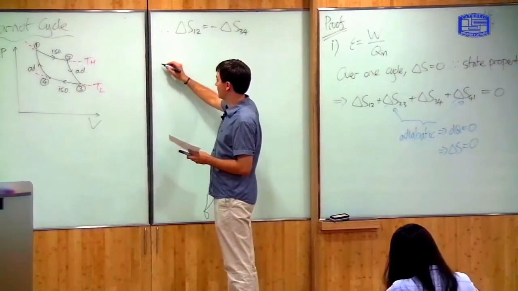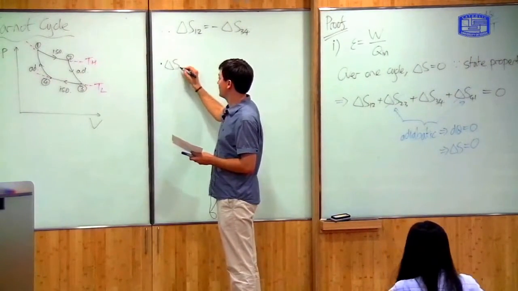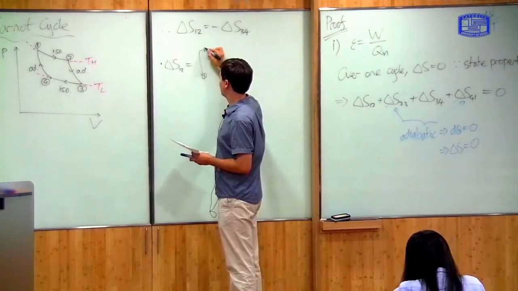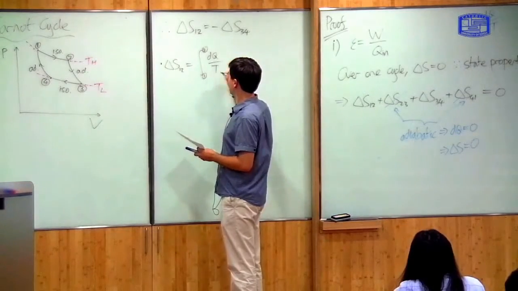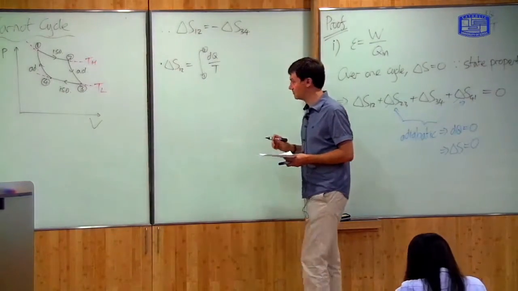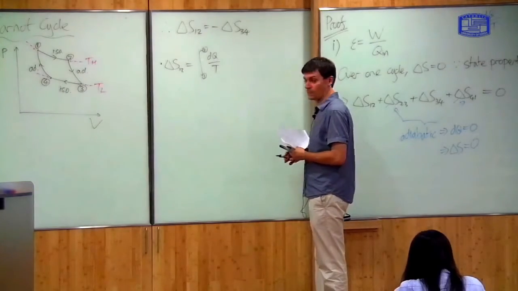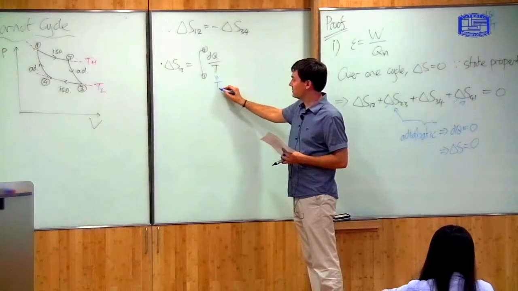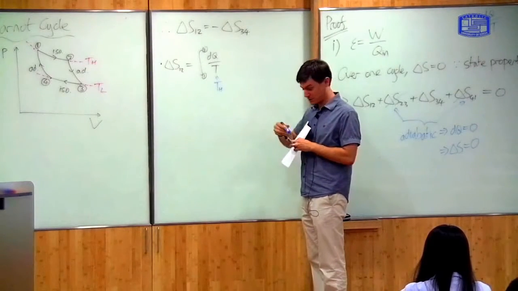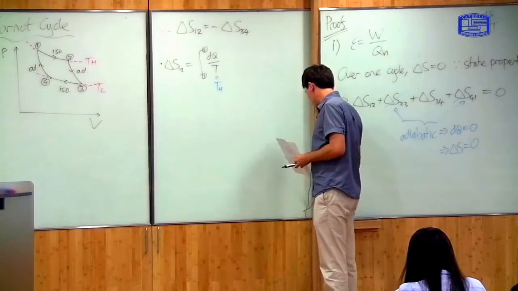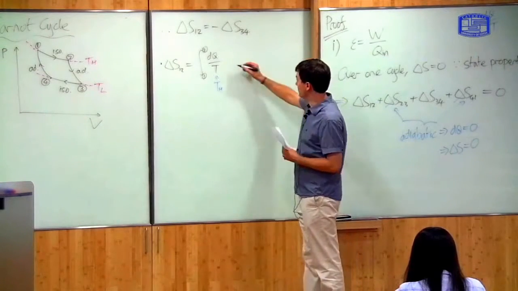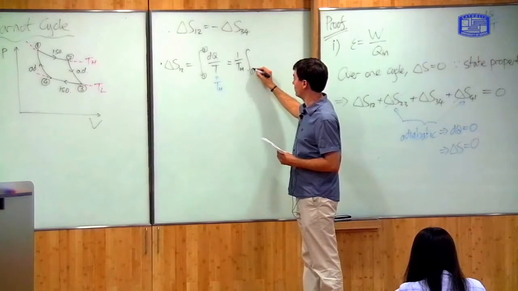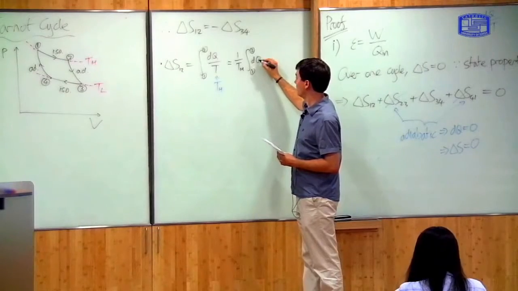Now, what are these changes in entropy? Well, the change in entropy from 1 to 2 is defined as the integral from state 1 to state 2 of dq over T. But in this case, because it's an isothermal expansion, T is just equal to TH, which is a constant. So this is equal to 1 over TH times the integral from 1 to 2 of the heat transferred.